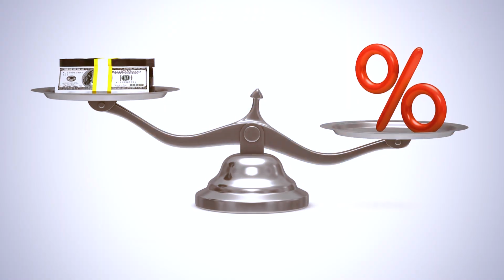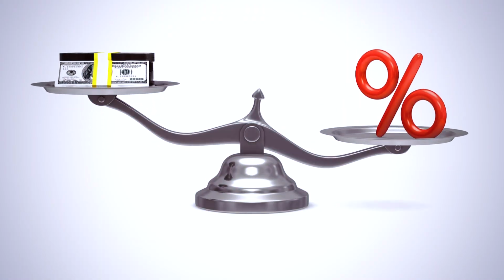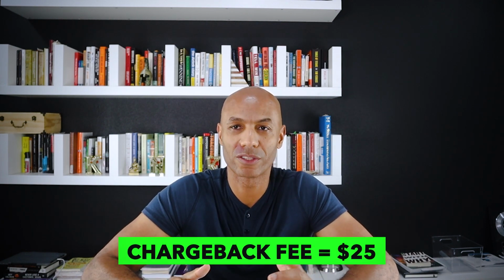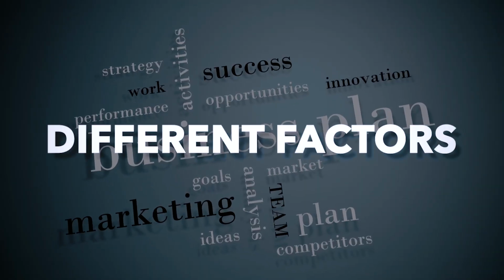So let's say you have 100K, you have 20%, so in 5 months you have 100K sitting in the merchant reserve. How much should you have coming back if you have 0.5% in chargebacks each month, and the chargeback fee is, say, $25? Let me know in the comments how much you think you should have coming back. It can be all over the place, right? There's so many different factors that go into that.